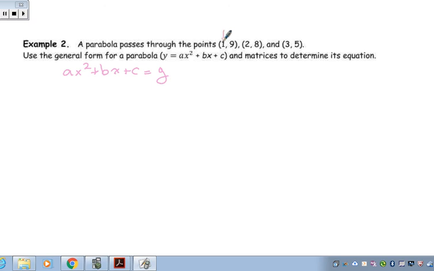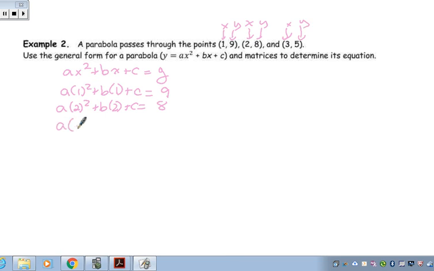We're going to use this first point. This is going to go in for the x. This is going to go in for the y. So we're going to have a times 1 squared plus b times 1 plus c is equal to 9. Then we'll do the same thing for the second point. We will put the 2 into the x, the 8 in for the y. So you're going to have a times 2 squared plus b times 2 plus c is equal to 8. And again, with the third point, we will do the same procedure, putting the 3 in for the x. So a times 3 squared plus b times 3 plus c is equal to 5.